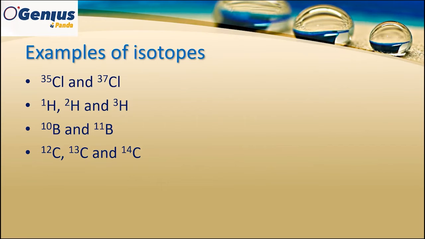Here we have some examples of isotopes. We have chlorine-35, for example, and chlorine-37. For a chlorine atom, we have the atomic number, which is 17, and the mass number, which may be 35. And for the other isotope, the atomic number is also 17. They have the same number of protons, and the mass number is 37 because they are isotopes.